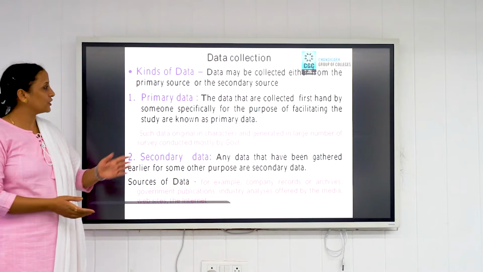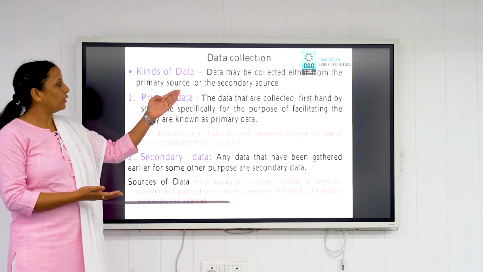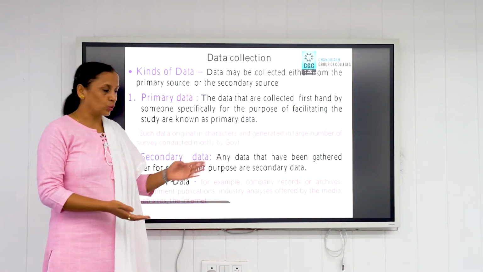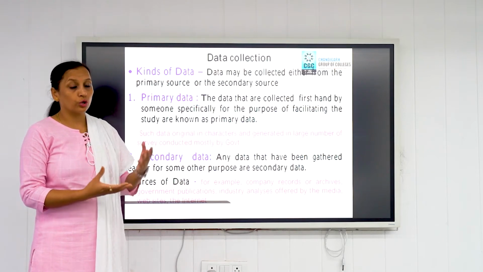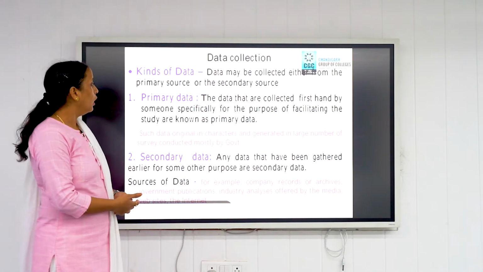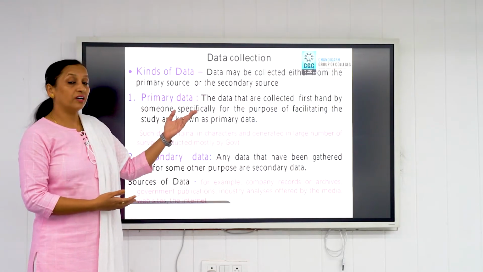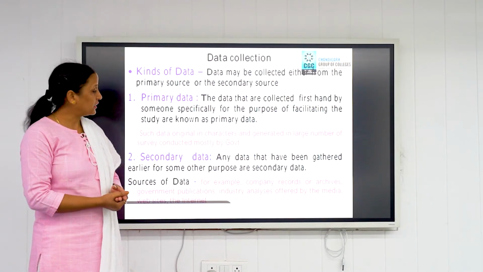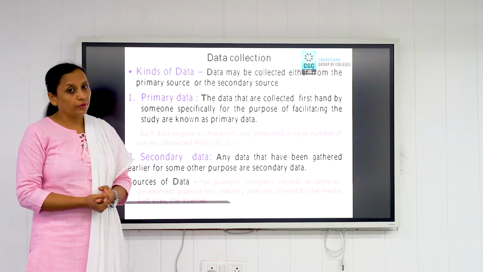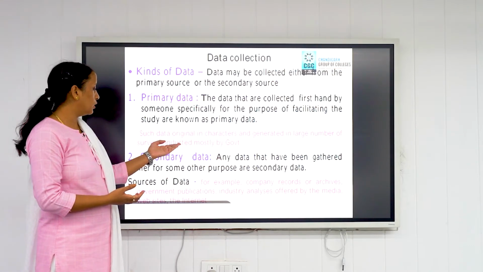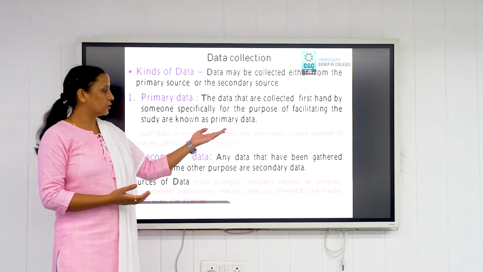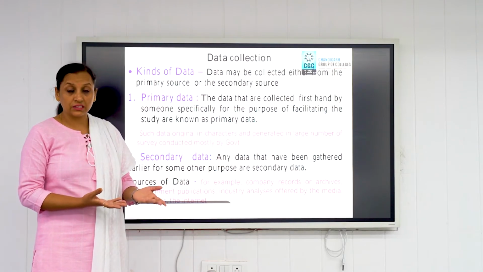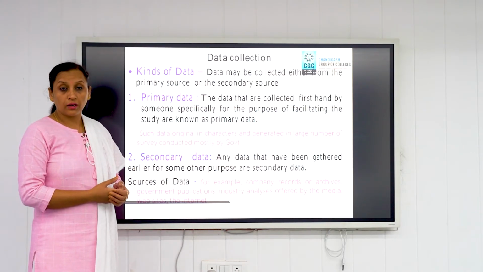Now come to data collection. Data may be collected either from primary sources or from secondary sources. So what are primary sources, or what is primary data? Data that are collected first hand by someone specifically for the purpose of facilitating the study are known as primary data, such as original data generated in a large number of surveys conducted mostly by the government, like census data. So this is a primary data example.